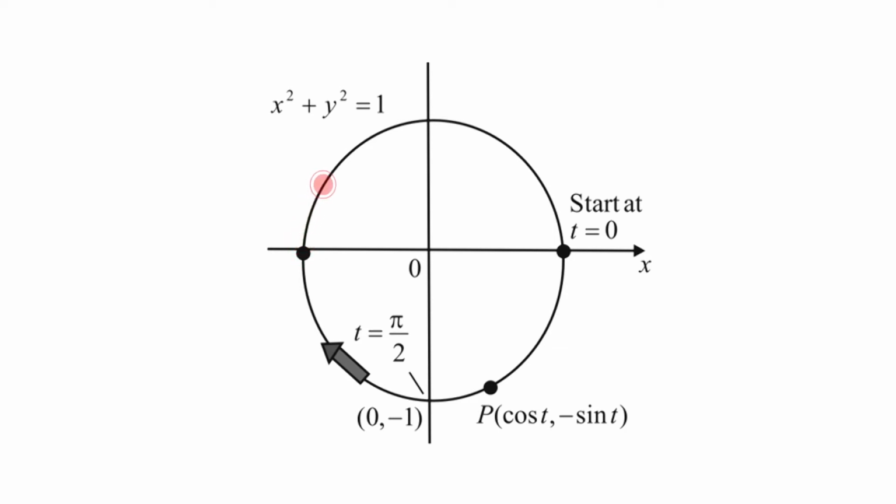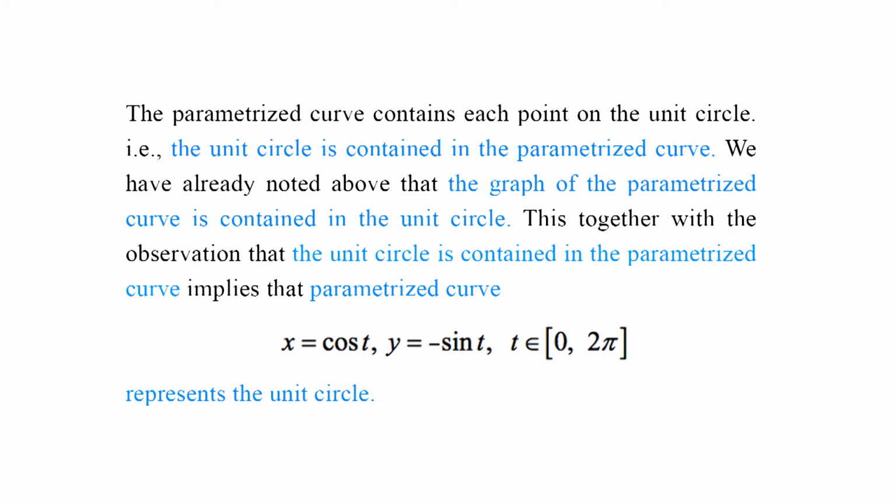When t increases from pi to 2 pi, the particle continues its motion around the circle in the clockwise direction to stop at (1, 0). Thus, when t increases from 0 to 2 pi, points on the parameterized curve move in the clockwise direction along the circle starting from (1, 0) and reaching back at the same point (1, 0). This shows that the parameterized curve contains each point on the unit circle. That is, the unit circle is contained in the parameterized curve.